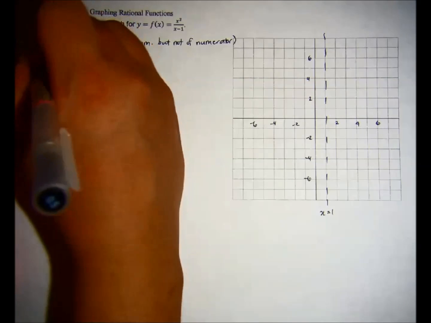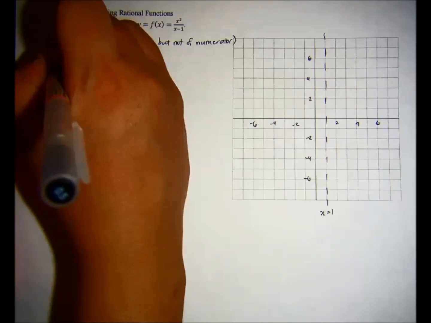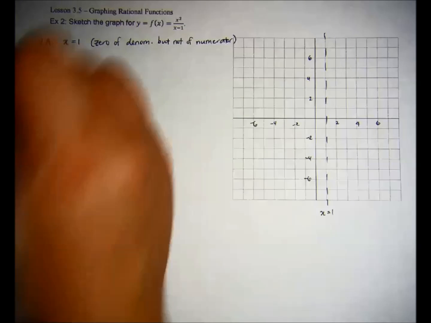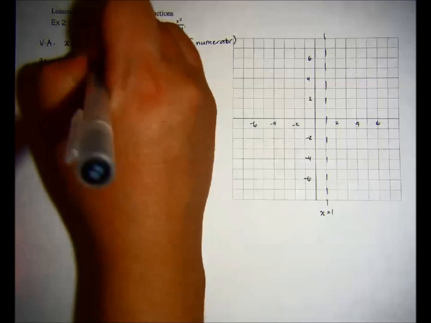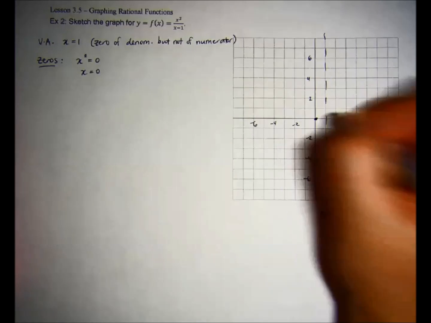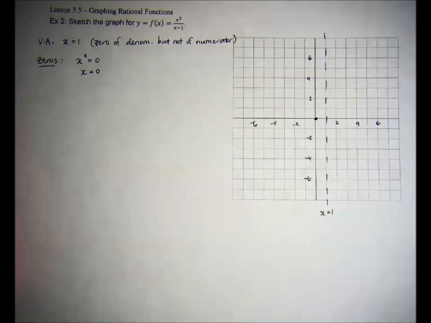Let's figure out any zeros or y-intercepts that we might have. So I can see that when x squared is equal to 0, I'm going to get x is equal to 0 for my x and y-intercept, and that's it. That's all I have.